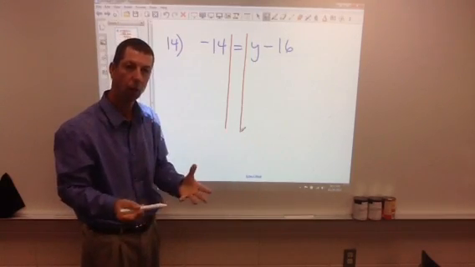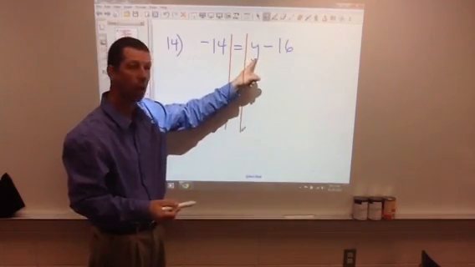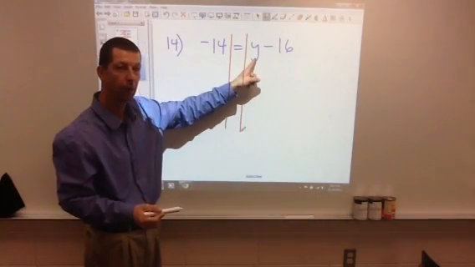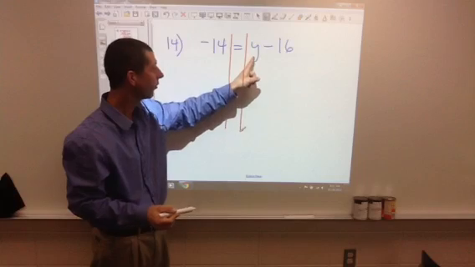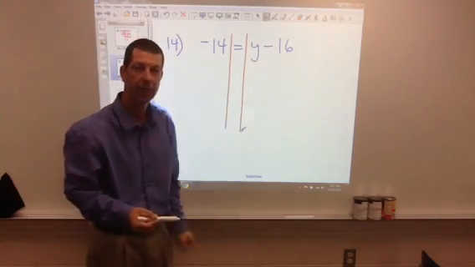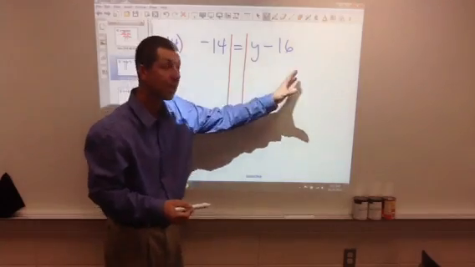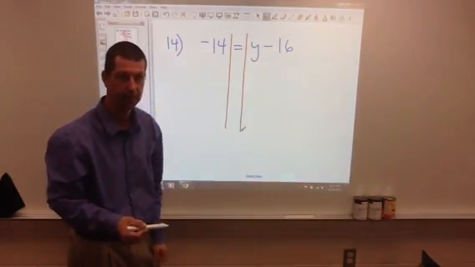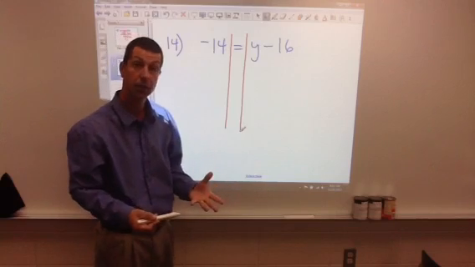Now remember our goal here. We want to get our variable all by itself. So that's the first thing you want to do. Find your variable and tell yourself you want to get your variable all by itself. So you got to get rid of everything that's with the variable or on the same side as the variable. So we need to get rid of the minus 16. Okay, so there's a process for doing that.